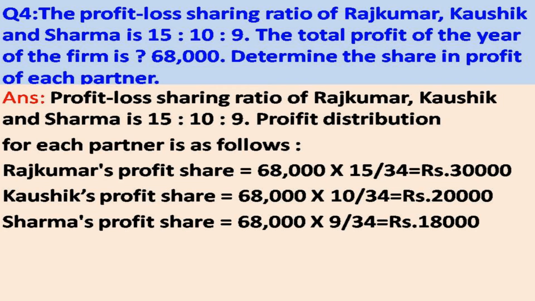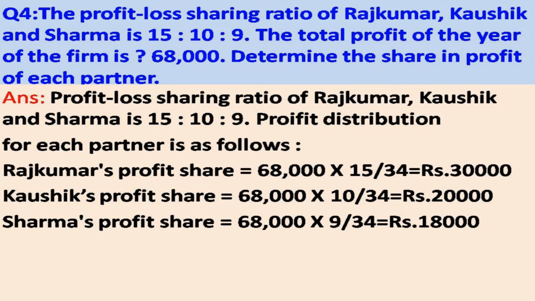Question number 4. The profit loss sharing ratio of Rajkumar, Kaushik and Sharma is 15:10:9. The total profit of the year of the firm is rupees 68,000. Determine the share in profit of each partner. Here we have to find out the profit of each partner. Answer. Profit loss sharing ratio of Rajkumar, Kaushik and Sharma is equal to 15:10:9.